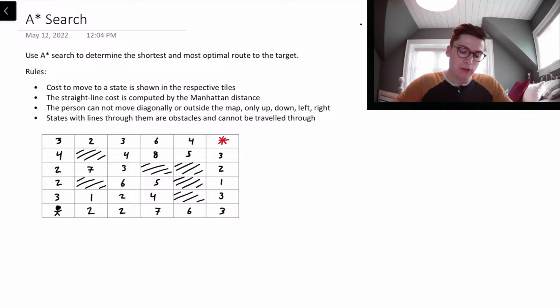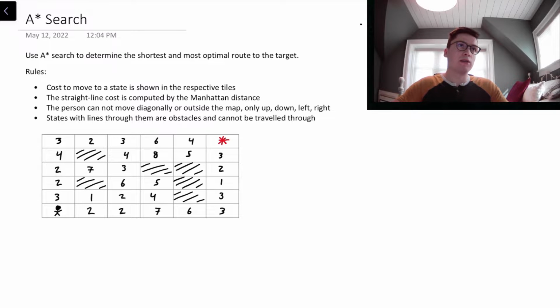And then the next rule is the person cannot move diagonally or outside the map, only up, down, left, or right. So you can only go up, down, left, right. It's pretty self-explanatory. And then states with lines through them are obstacles and cannot be traveled through. So you can see these cells in the environment that have lines through them. You can just represent it like a tree or something that you can't go through, so that's why they're blocked off. So you have to go around them or whatnot.